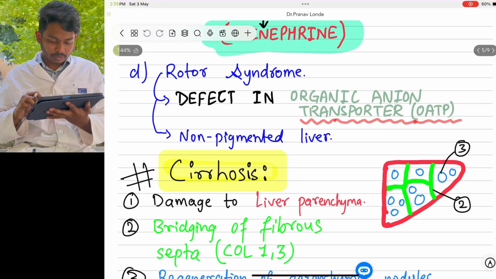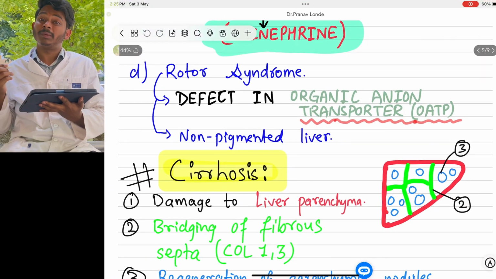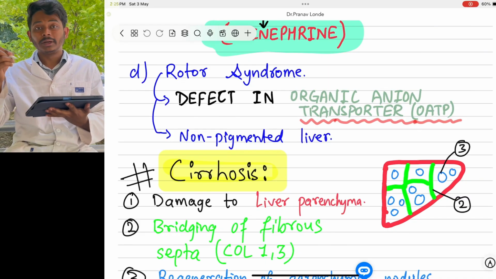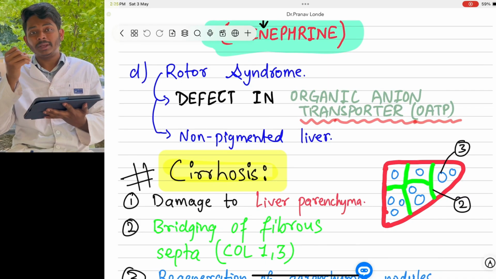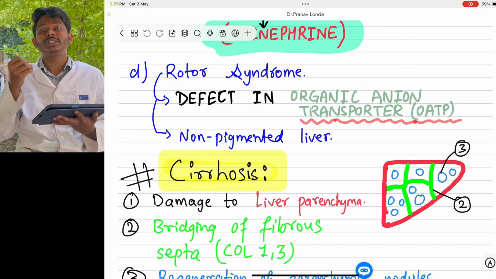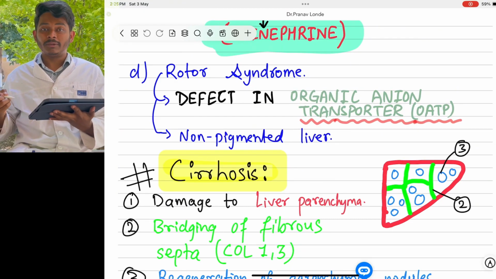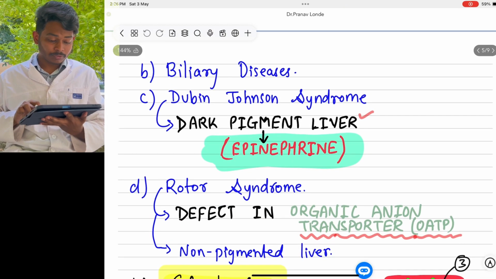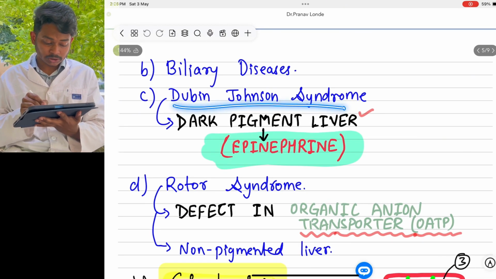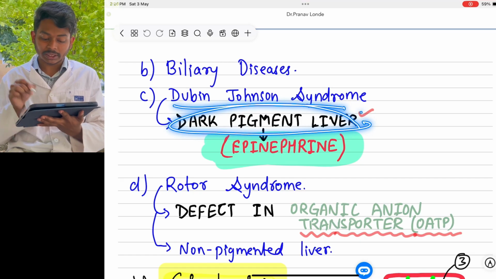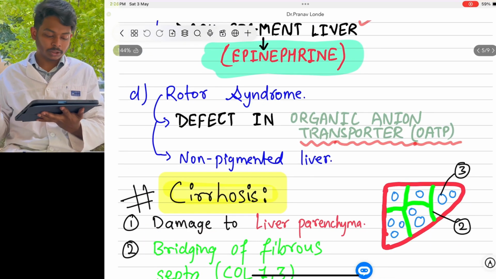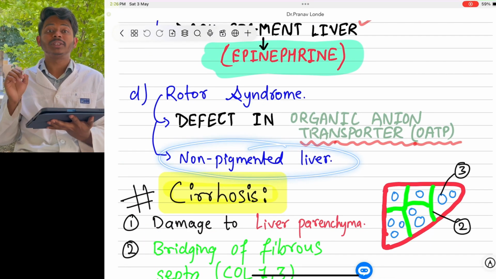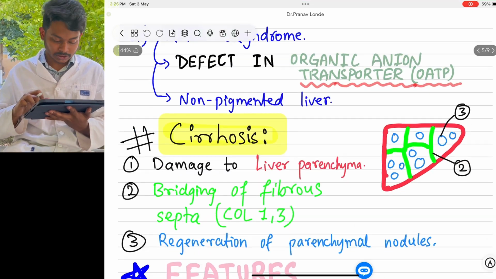So what happens in Rotor syndrome is there will be a defect. In this case there will be bile obstruction, because of which the bile will not come outside of the liver. So a non-pigmented liver can be seen. So first we see in Dubin-Johnson there will be a dark pigmented liver, which is a characteristic feature, and in Rotor syndrome there is a non-pigmented liver, which is also a characteristic feature of this disease.